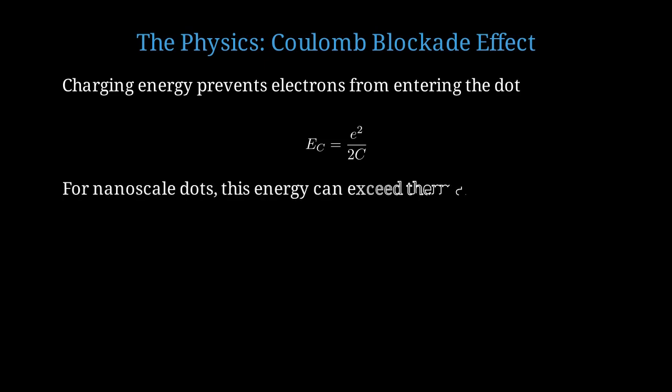For nanoscale quantum dots, this charging energy can be much larger than the thermal energy k_B T, where k_B is Boltzmann's constant and T is temperature. When E_C is much greater than k_B T, we observe the Coulomb blockade. Electrons are blocked from tunneling onto the dot unless specific energy conditions are met.